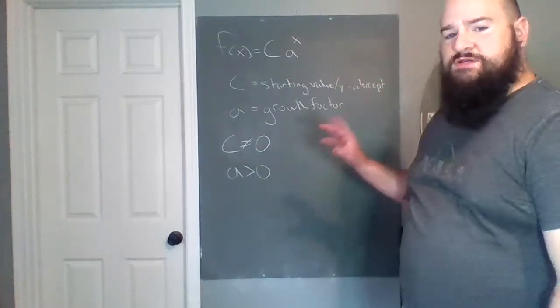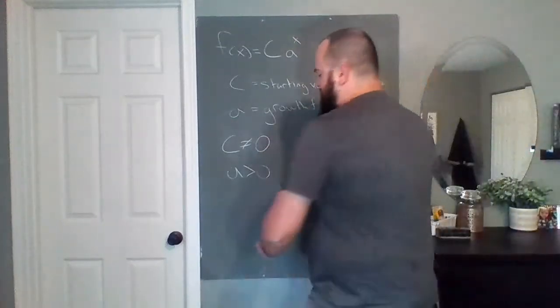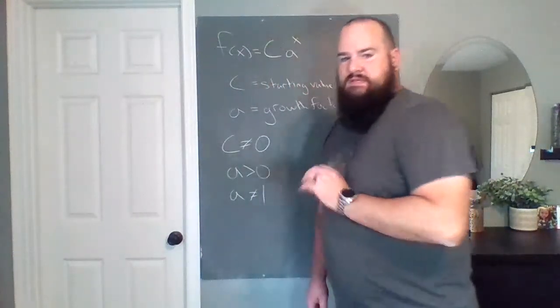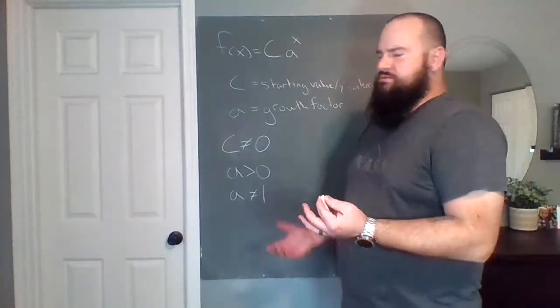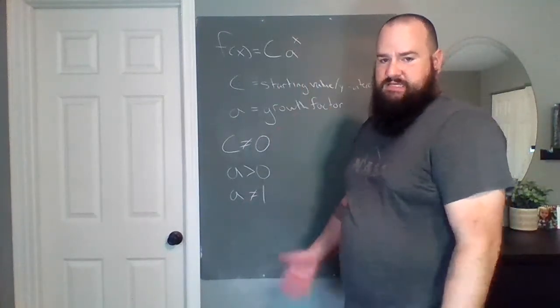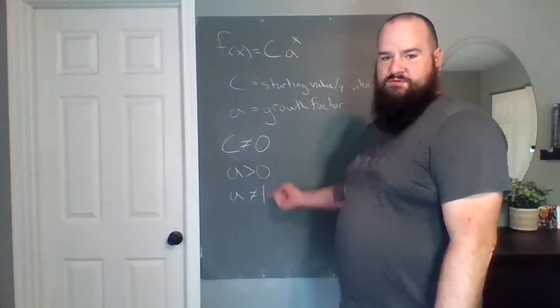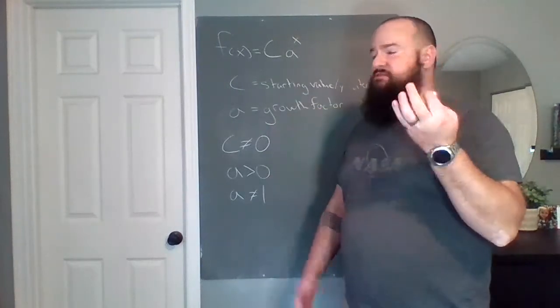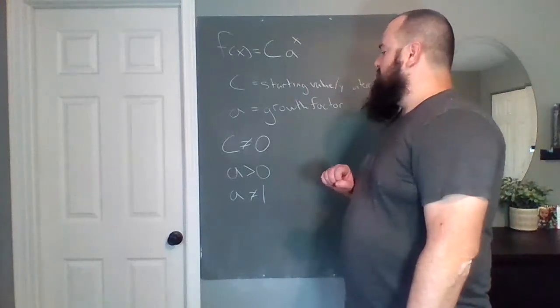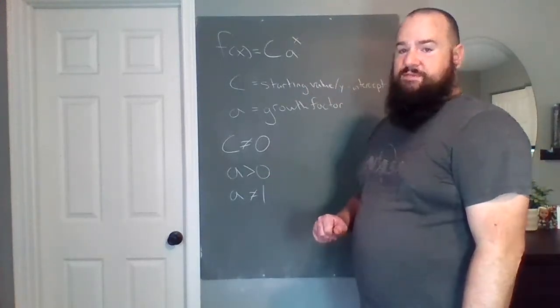Now there's one more rule we have, and it's that a cannot equal 1. The only reason why is because 1 to any power is just 1, so we just get the constant function c. Kind of the same reason why c can't be 0. These two things just give us constant functions, and they're not exponentials. So that is our general exponential function, and these are our restrictions on that.